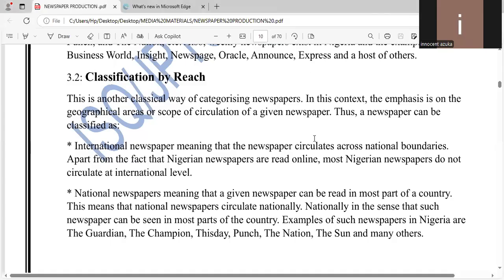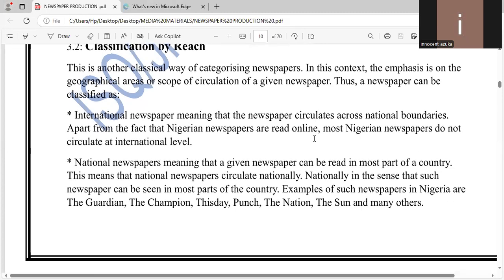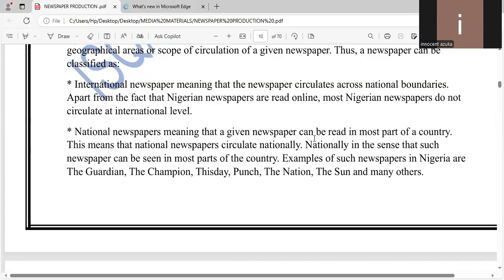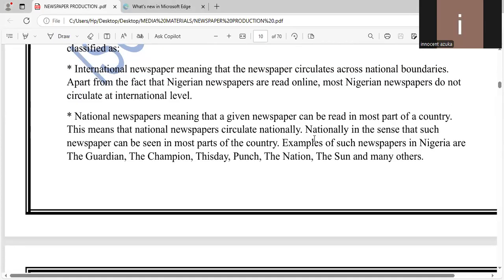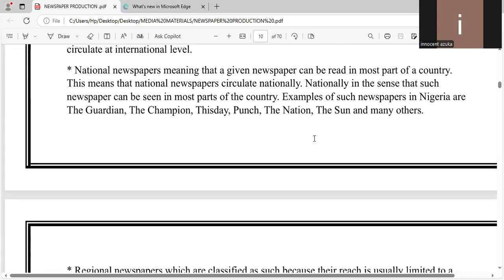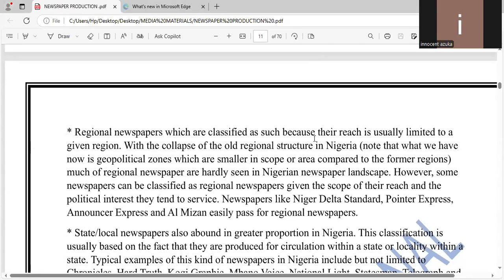Nigerian newspaper, meaning that a given newspaper can be read in most parts of the country. This means that national newspapers circulate nationally, in the sense that such newspapers can be seen in most parts of the country. Examples of such newspapers in Nigeria are the Guardian, This Day, Punch, the Sun, Nation, and many others.